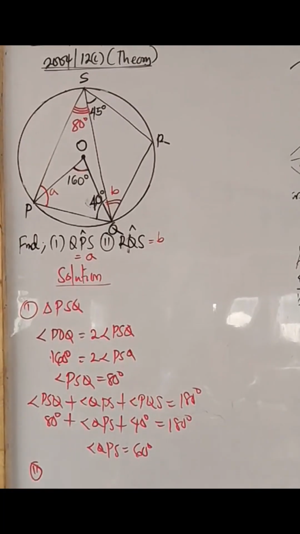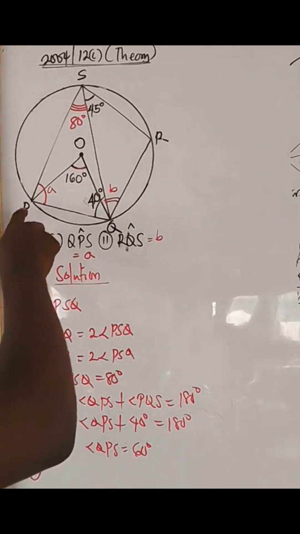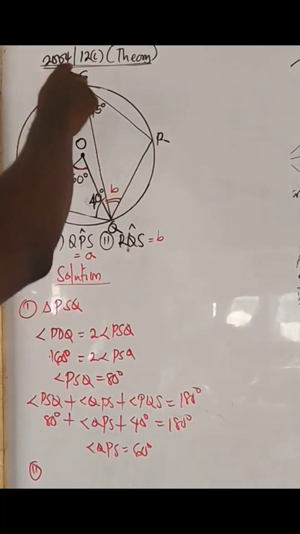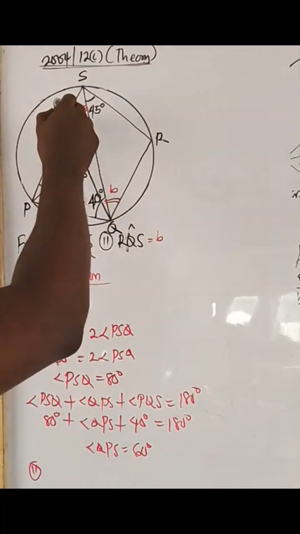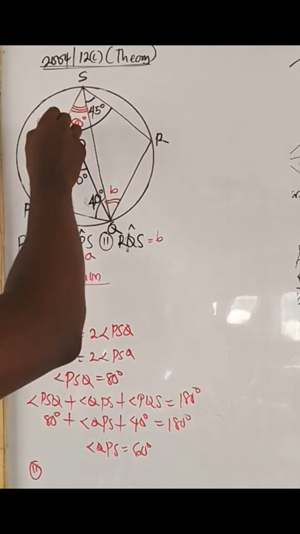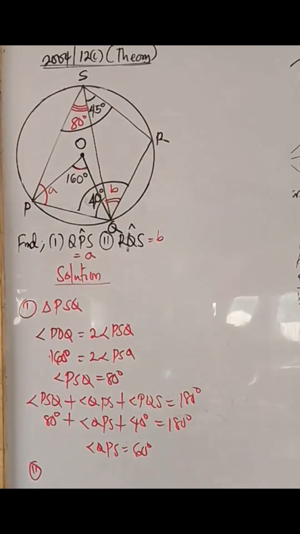For the second part, we want to get the value of this B. This is actually easy too. Why? Because PSRQ is a cyclic quadrilateral. The sum of opposite interior angles of a cyclic quad, meaning the whole of this angle and the whole of this, must be equal. So therefore you can get B.